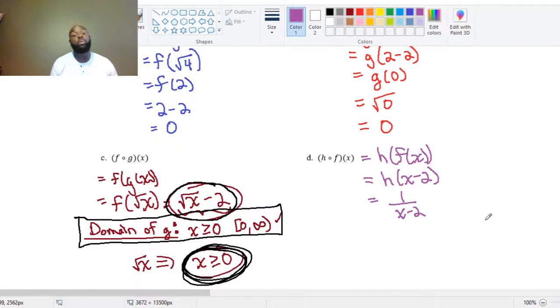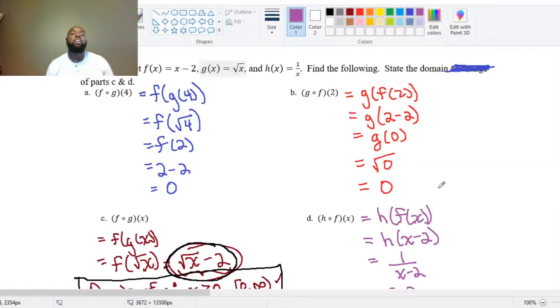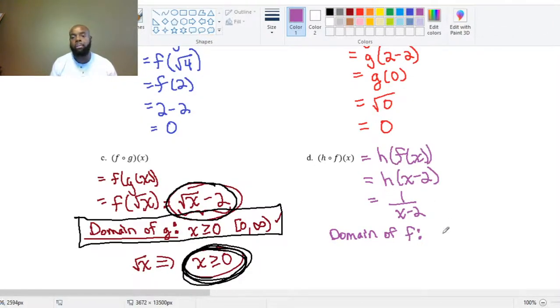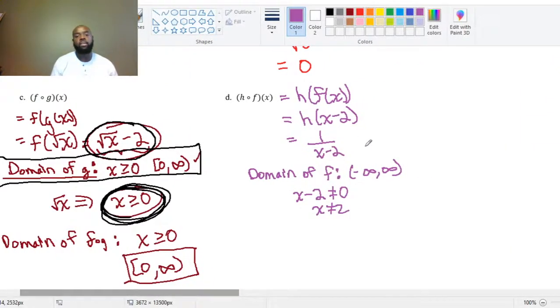And so what I'm going to do is find my domain. First of all, look at the domain of your inside function, which is f. That's a linear function. The domain of any linear function is all real numbers. And now I'm going to look at the domain of my simplified composition, which is x minus 2. It is in a denominator, so I don't want that to equal 0, right? That means x cannot equal 2. When x cannot equal 2, that's basically negative infinity to 2 union 2 to infinity.